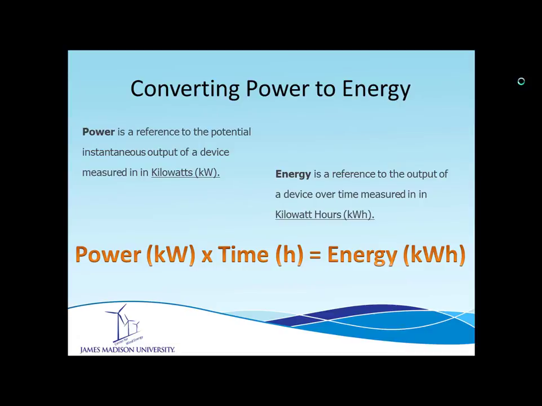And power is energy consumed per unit of time, so power is a reference to the potential instantaneous output of a device, and energy is a reference to the output of a device over a period of time. So power times the time that it's operated or used equals the amount of energy consumed or generated. So if we had a 1,000 kilowatt turbine that we used for 1 hour, we'd generate 1,000 kilowatt hours. And so this is hopefully something that's a review from that earlier task.